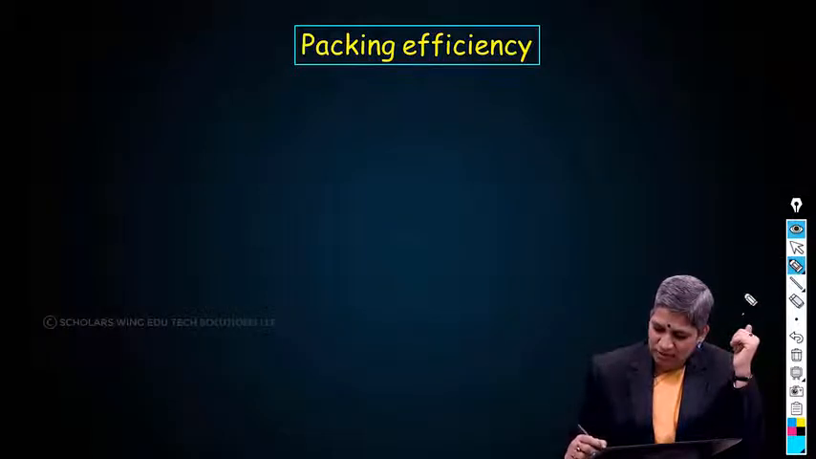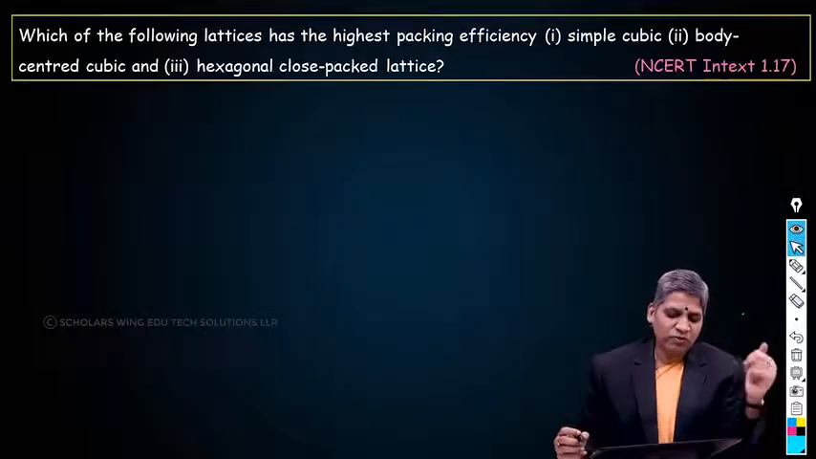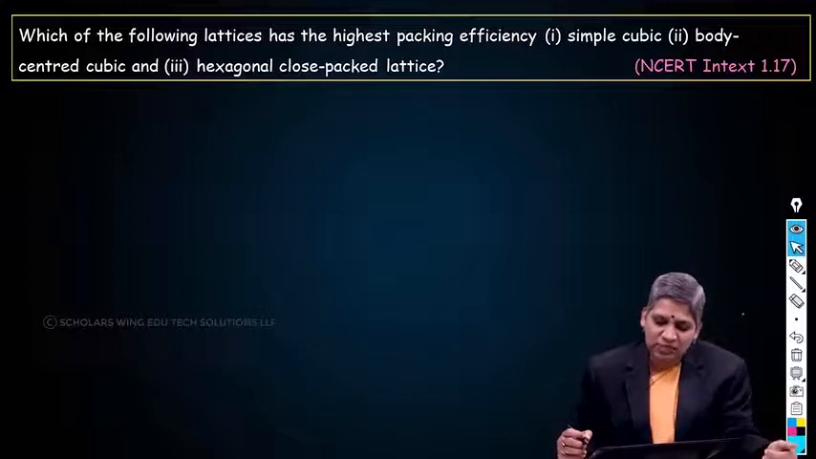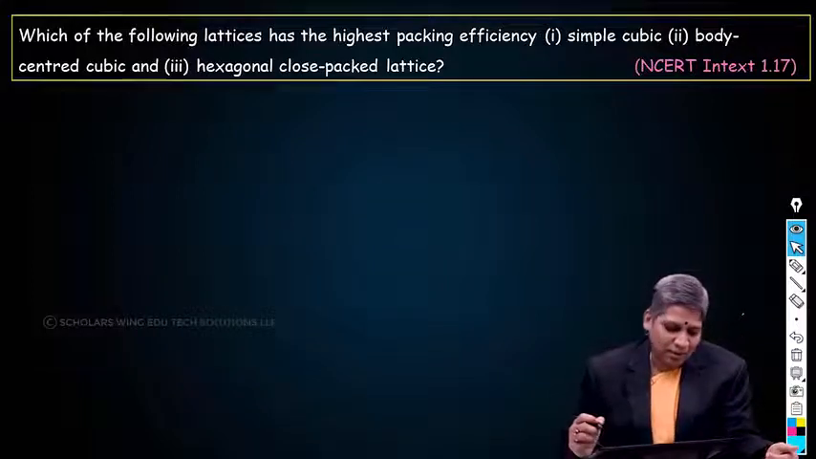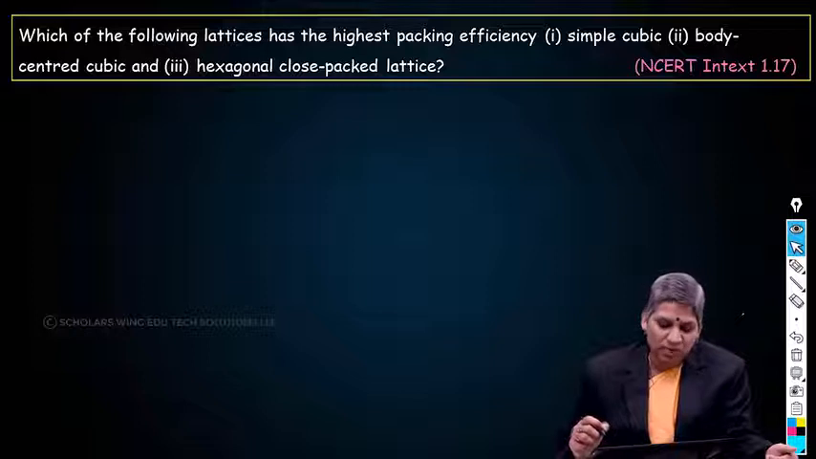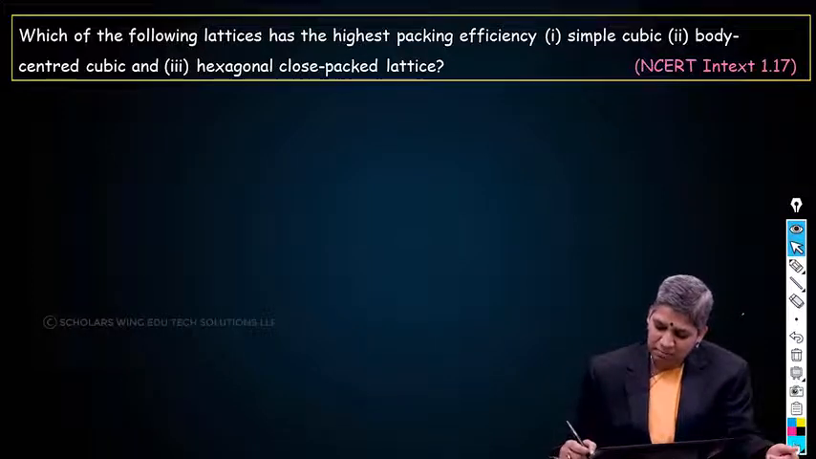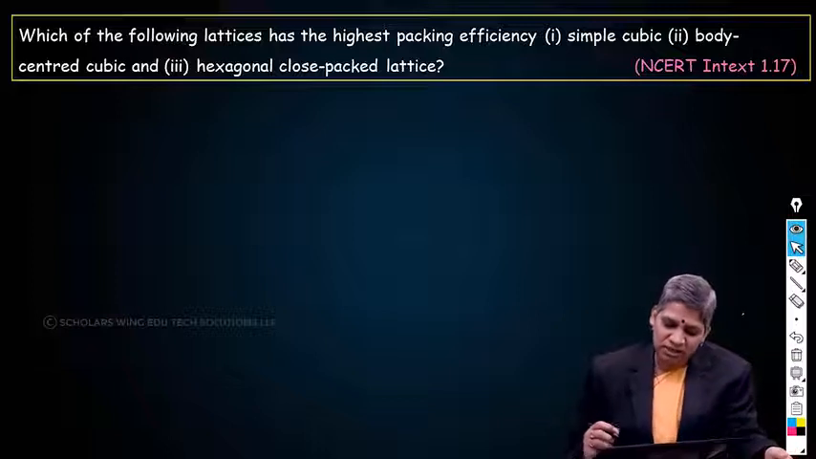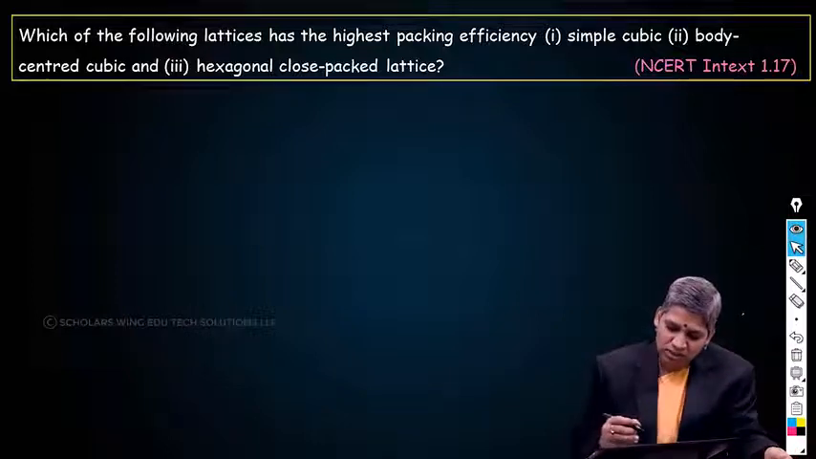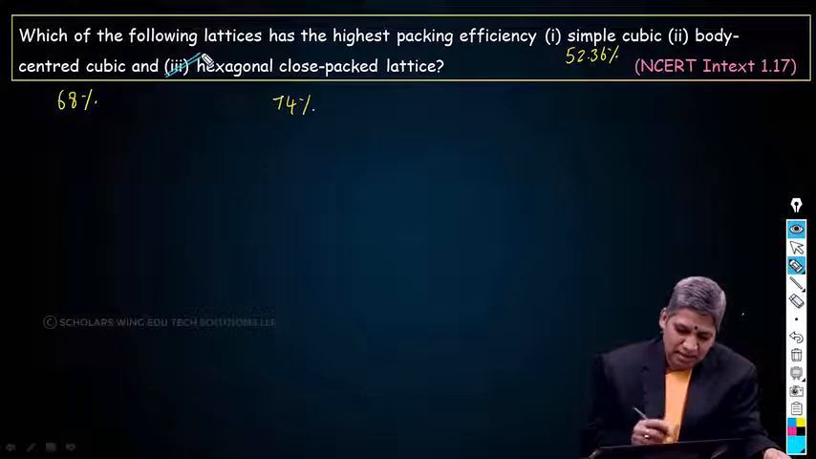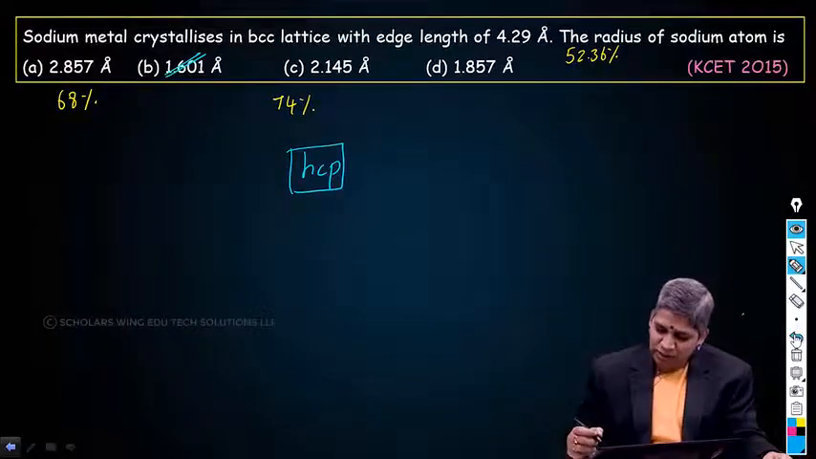The first question is, which of the following lattices has the highest packing efficiency: simple cubic, body-centered cubic, and hexagonal close packed lattice? This is from NCERT in-text question number 1.17. It's a simple memory-based question. We already worked out the packing efficiency values. In simple cubic, we got obviously lower, and the highest is HCP. Okay, let's take up the next question now.